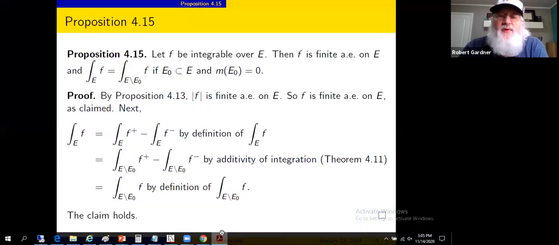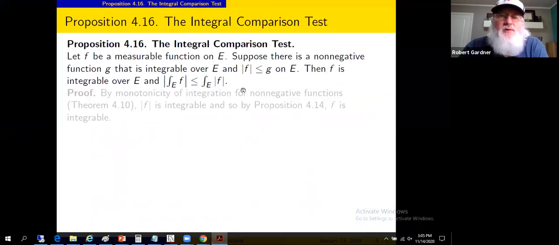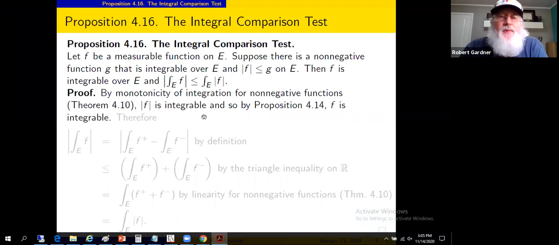So let's look at a proof of the integral comparison test. Okay, again, hypotheses. There exists a function g that is integrable over E, has a finite integral. And we've got this inequality here. By the way, that implies g itself must be a non-negative function, given the inequality on set E. Okay. Monotonicity of integration. Yeah, we've got that for non-negative functions. The absolute value of f is a non-negative function. g is a non-negative function because of the inequality, as just stated. And we know the integral of this function is finite. You were told g is integrable.